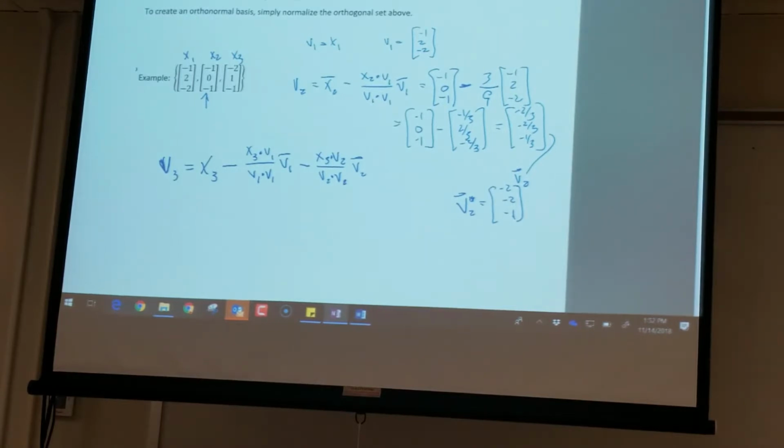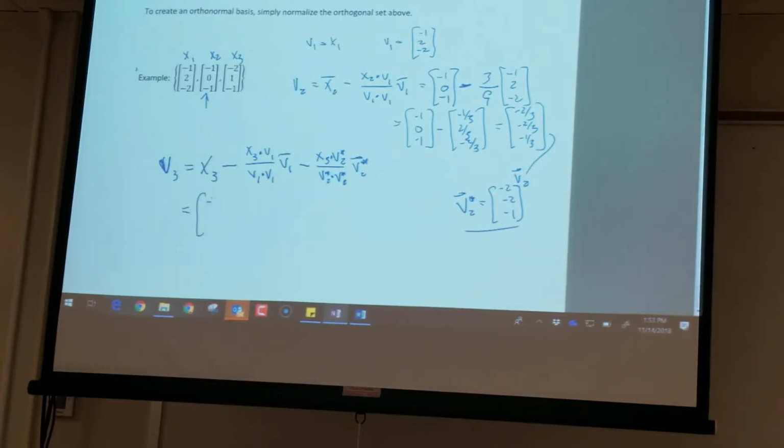So now, instead of dealing with V2 with fractions, we're dealing with a nicer V2 that's still on the plane and it's still perpendicular to the first one. So why don't we adjust this formula so that we're going to be dealing with a nicer V2. Is that okay? All right, so let's do this.